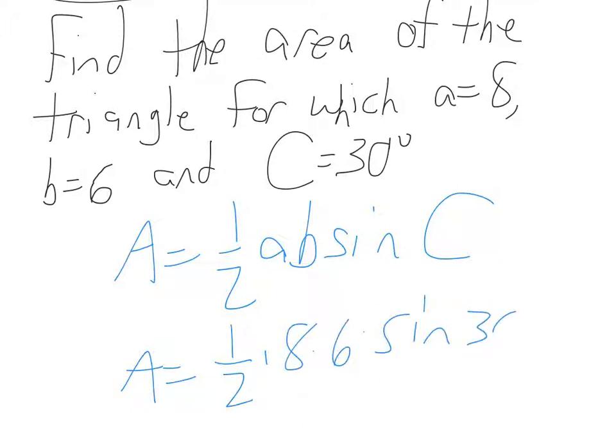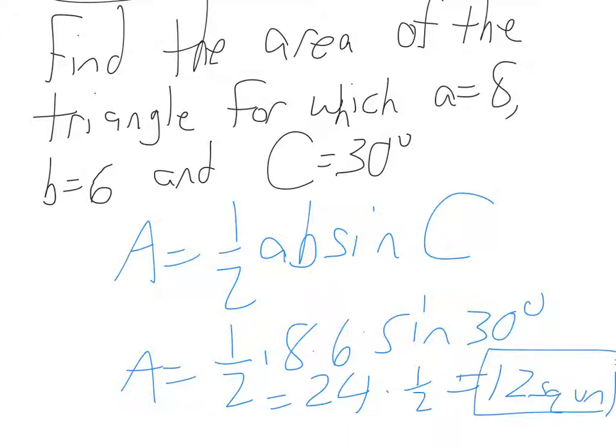That is 24 times the sine of 30. The sine of 30 is 1/2. So half of 24 equals 12 square units. Alright, so that's how you find the area of a side angle side triangle.